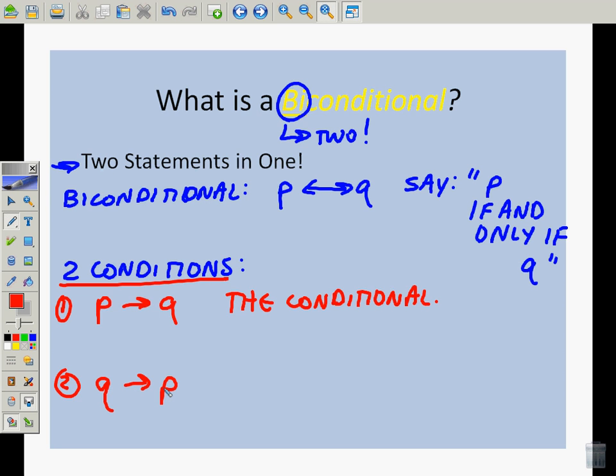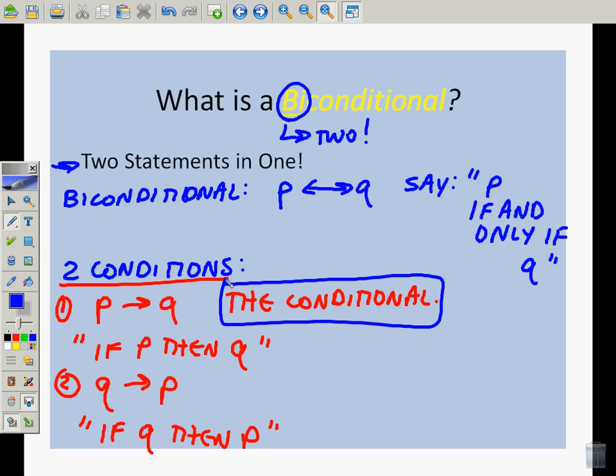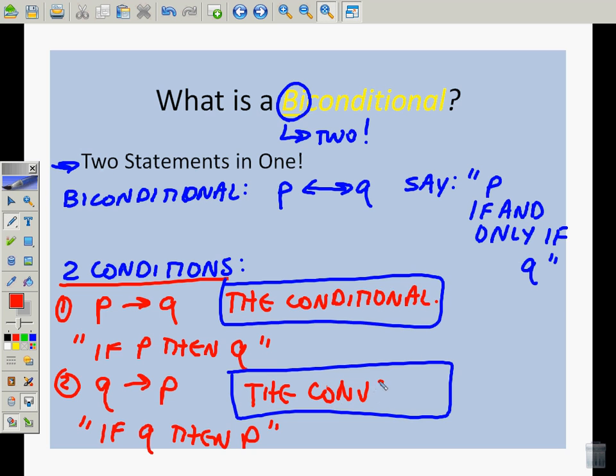Now, let's see how this works. If this is if P, then Q, Q to P means if Q, then P. What is supposed to happen here? Look at what happened here. We have the conditional. This should look familiar because this is called the converse. The two conditions: 1, the conditional. 2, the converse. Those are our two conditions in our biconditional.